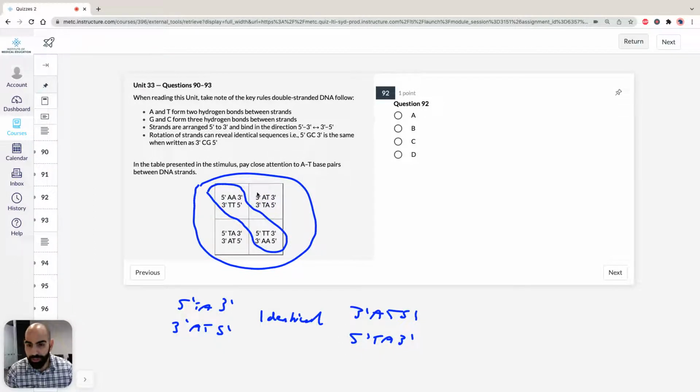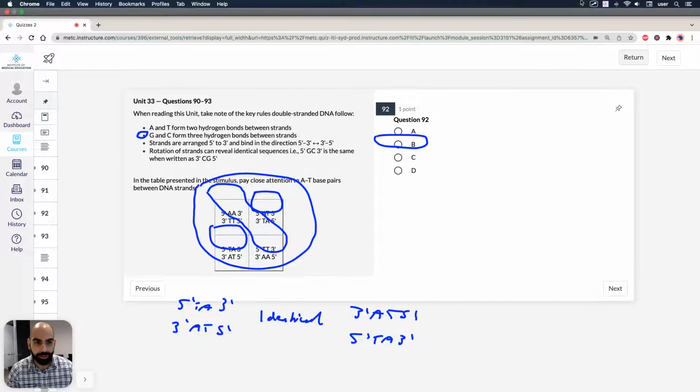So no. So this double-stranded sequence is different to this double-stranded sequence. Therefore, if we take a look at the options for 92, we have 3 different double-stranded sequences. So that's why the answer for 92 is C. This one just required you to use this rule, but I guess the trick was just knowing that this sequence and this sequence were exactly the same.